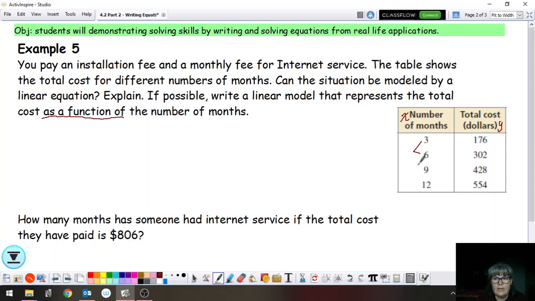So if we take a look at our rate of change, x is always increasing in this table by 3, and y is always increasing by 126. Since we have a constant rate of change, this can be modeled by a linear equation.